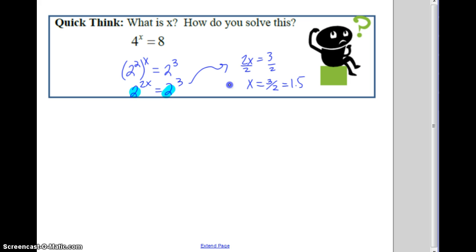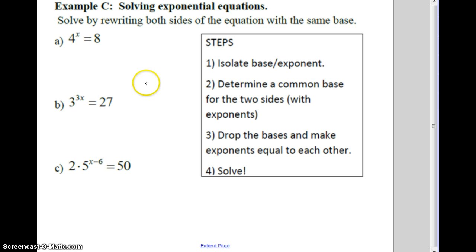Let's give one more problem a try, and then I'll leave the rest of the notes for you to do on your own. We just did this one, but the steps to do these problems are going to be: isolate the base, or exponent, find a common base, get rid of the bases, and set the exponents equal to each other, and then solve. Let's try B.